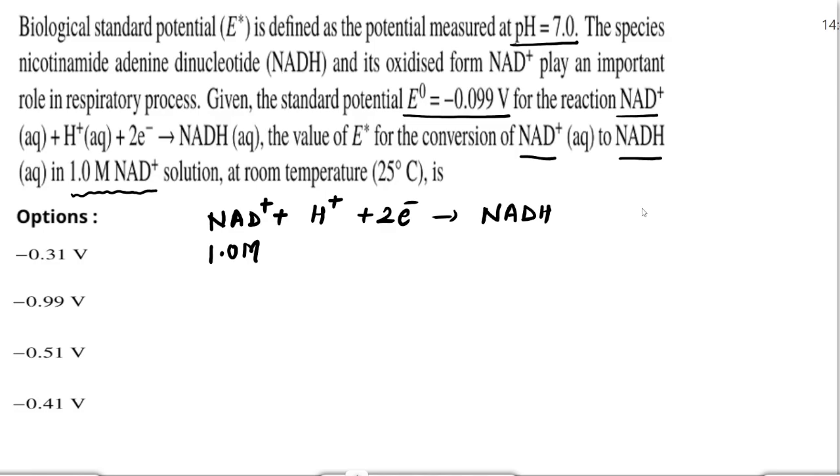Sir, we know the H plus concentration will be 10 to the power minus 7. Very good. It is 10 raised to power minus 7. And now E is equal to E naught cell minus 0.0591 upon 2, which is n, into log of NADH concentration upon NAD plus concentration into H plus power. So what is the resulting value?